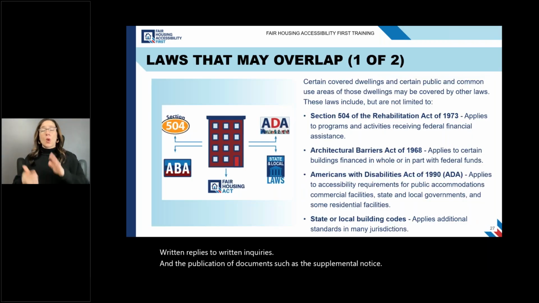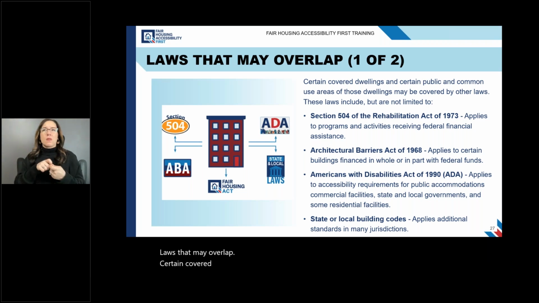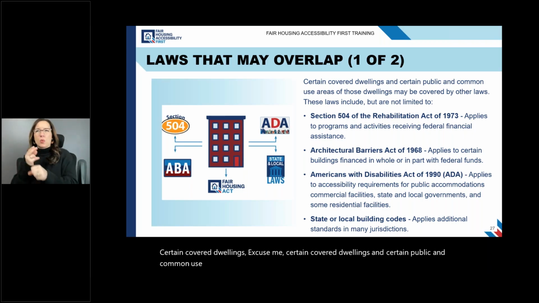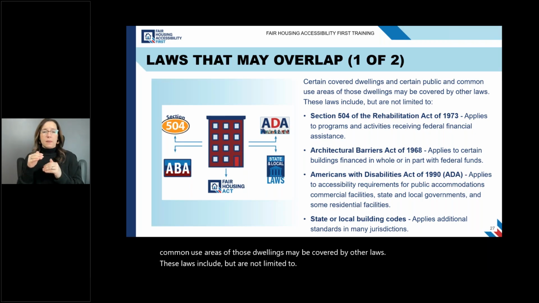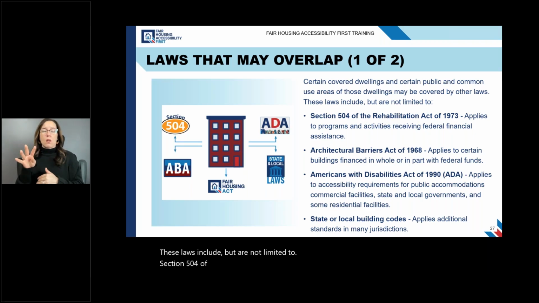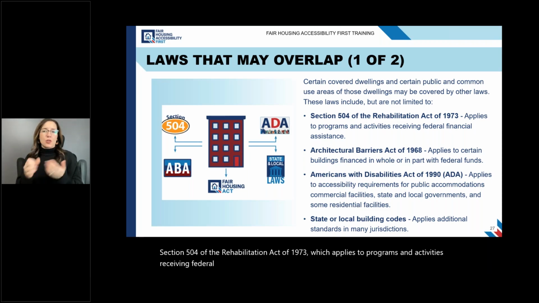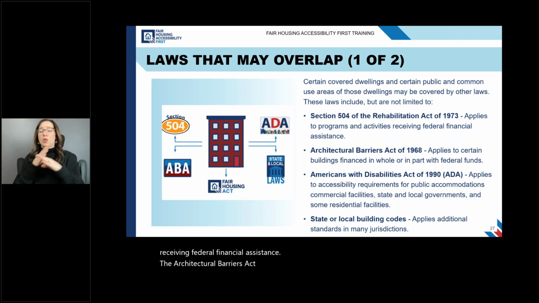Laws that may overlap. Certain covered dwellings and certain public and common use areas of those dwellings may be covered by other laws. These laws include, but are not limited to, Section 504 of the Rehabilitation Act of 1973, which applies to programs and activities receiving federal financial assistance. The Architectural Barriers Act of 1968 applies to certain buildings financed in whole or in part with federal funds.